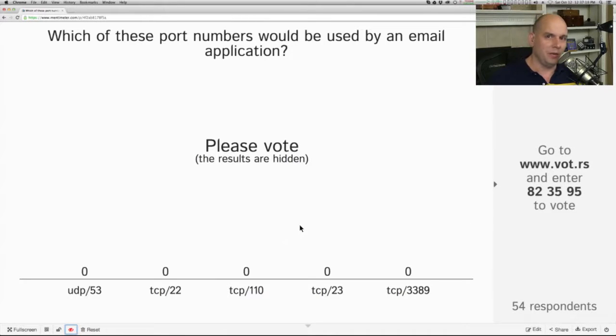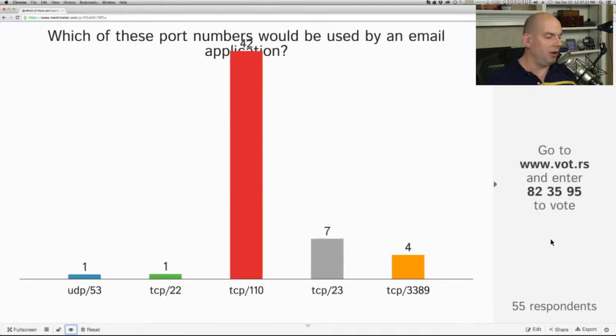So I threw in an extra little twist into the question. Let's see what the responses are. And again, most of you got the answer, which is TCP 110. So UDP 53, TCP 22, TCP 23, and TCP 3389 are not the correct answers. All right, so what are they? And what is TCP 110 if that's not quite what I'm looking for?